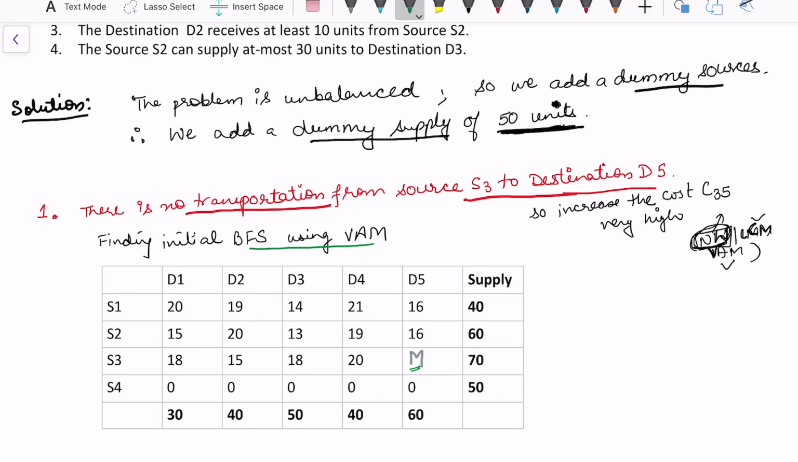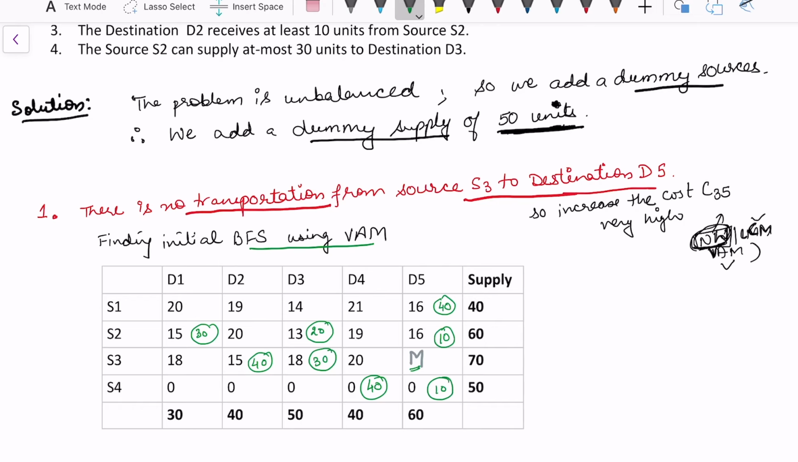And I'm directly writing the allocation using Vogel's approximation method that I have applied to this particular table. And I got the allocation as 40, 10, and then in the second row I got the allocation as 30, then I got 20, and in the third row there is a quantity 40 and 30, and then we have an allocation here 40 and 10. So that's the initial BFS.